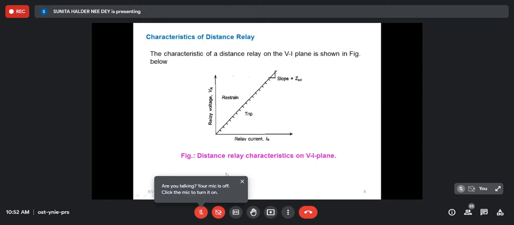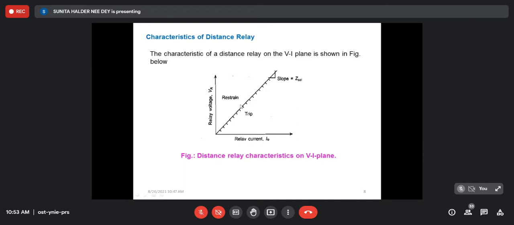So what will be the characteristic of distance relay? Obviously, the V by R ratio should be constant, and if it goes below the value, then it will trip, otherwise restrained, because current may be lower. If current is lower, because load is not constant in a transmission line, in that case impedance may be higher. So in that case it will not be considered a fault. But if current goes beyond the maximum load current or maximum set current, then it will operate, it will sense it as a fault.